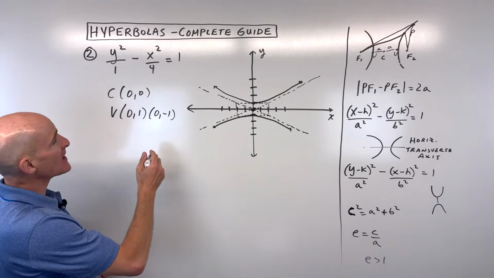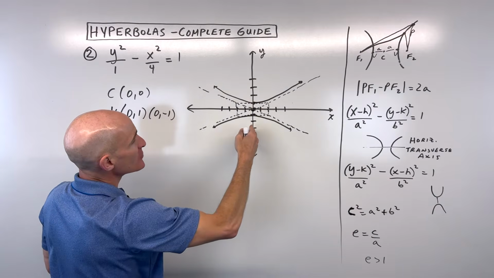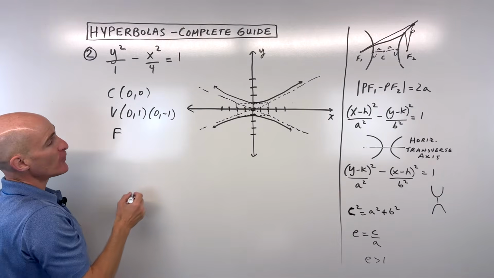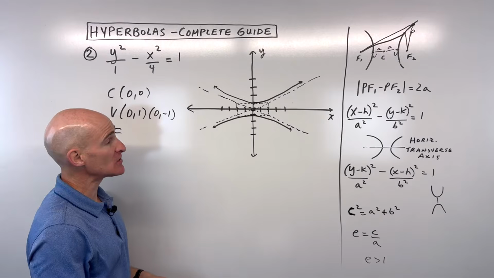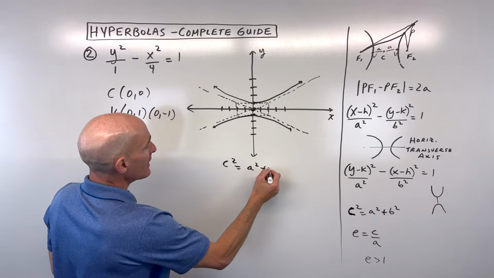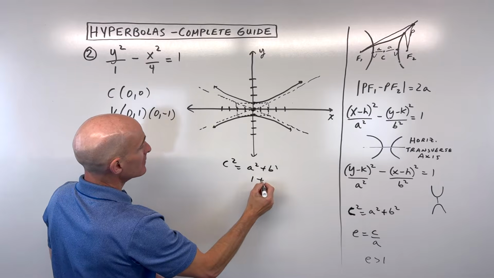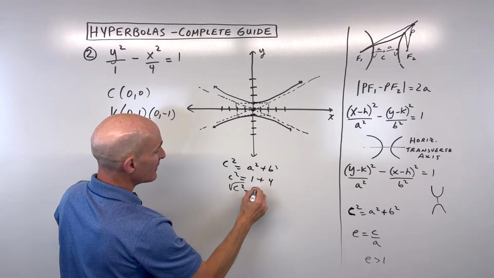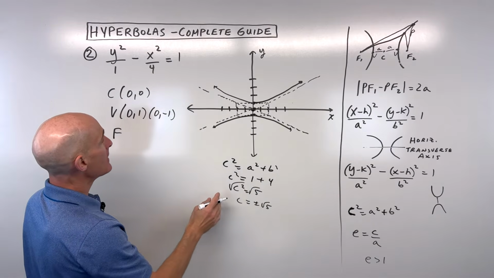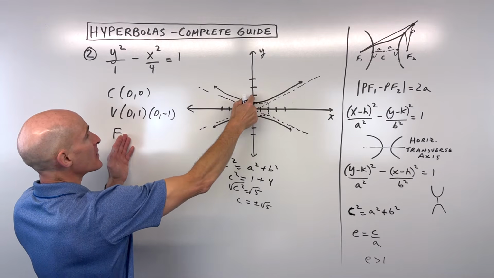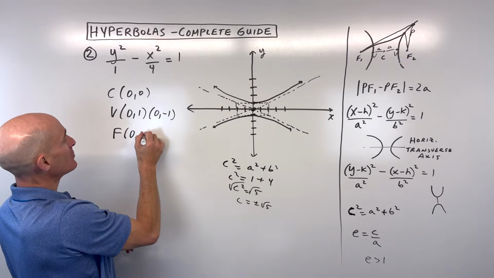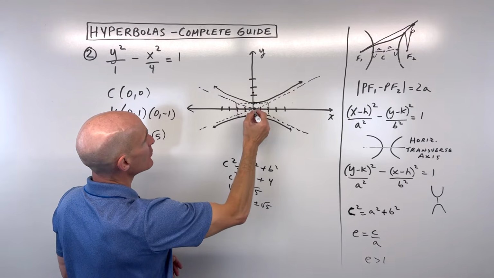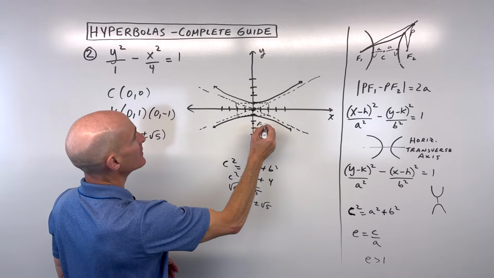Now, notice that the foci are always on the transverse axis, that same axis that the vertices are on, where the hyperbola bends. And to find those foci, we use this formula, c squared equals a squared plus b squared, just like the Pythagorean theorem. In this case, a squared is 1, b squared is 4, which means that c squared is equal to 5, and c equals plus or minus square root of 5. So we're going to go from the center up root 5 and down root 5. So it's going to be 0 plus or minus square root of 5. Square root of 5 is about 2.2 roughly, so somewhere around here and here are our foci.